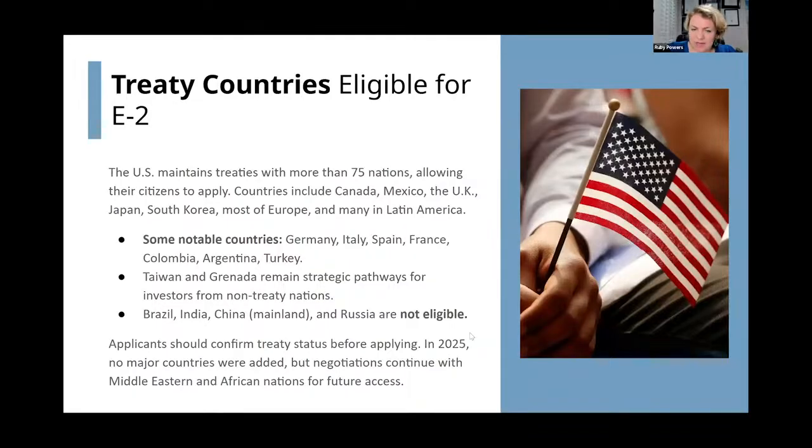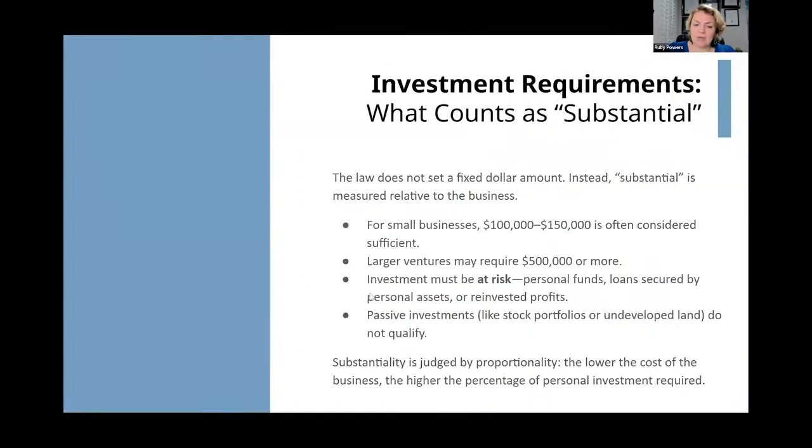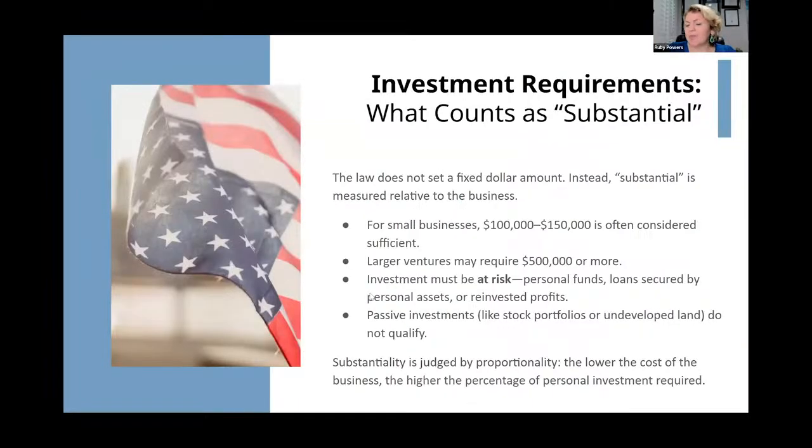So there are 75 nations that have the treaty with the United States for this. Common countries that we think of might be Germany, Italy, Spain, France, Colombia, Argentina, Turkey, and Pakistan, for example, Mexico. And so these are some things to consider. Applicants should confirm that there's a treaty status before applying, and that means taking a look at that list. Now, let's go into a little bit more of a deeper dive.